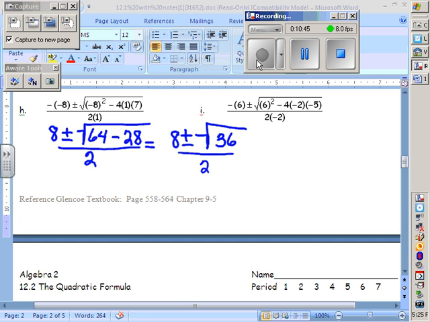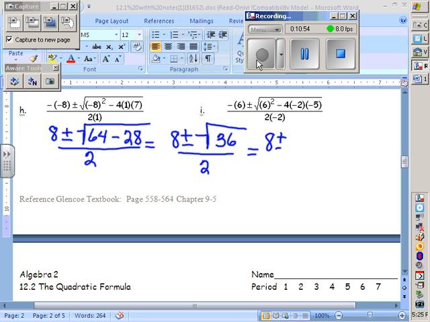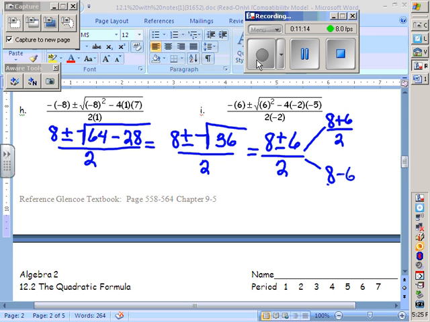We do have a perfect square inside our radical, so we can continue to simplify it. We have 8 plus or minus the square root of 36, which is 6, all of that over 2. Now we have 8 plus 6 and 8 minus 6, so we need to break this up into two different problems. So we have 8 plus 6 over 2, and then we're going to have 8 minus 6 over 2.